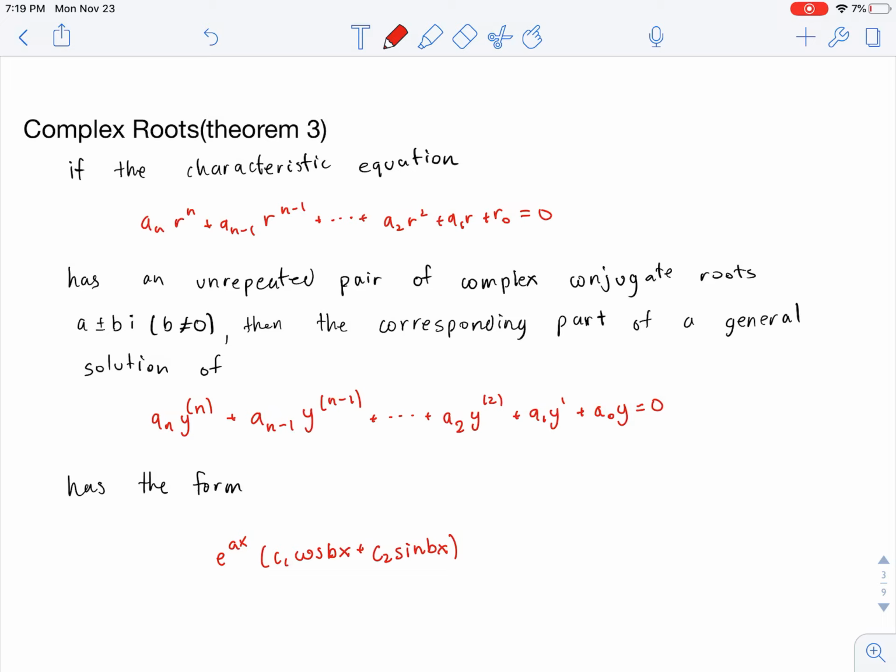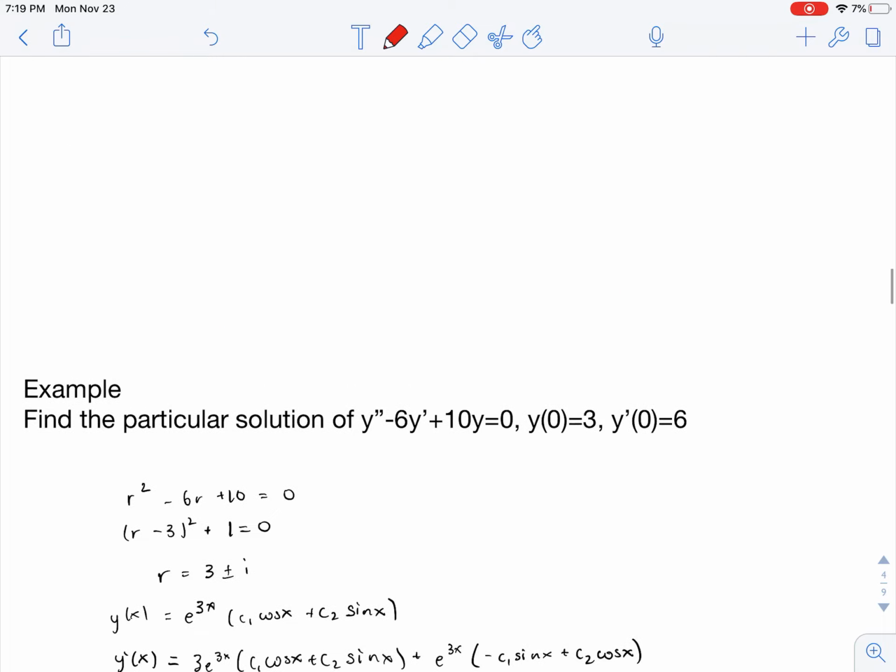then the corresponding part of a general solution of a sub n times the nth derivative of y plus a sub n minus 1 times the n minus 1th derivative of y, continuing until we get to a sub 2 times the second derivative of y plus a sub 1 times the first derivative of y plus a sub 0 times y is equal to 0, has the form e to the ax times the quantity c1 cosine bx plus c2 sine bx. From here, we're going to go into an example.